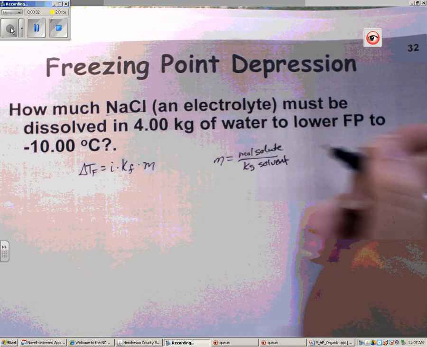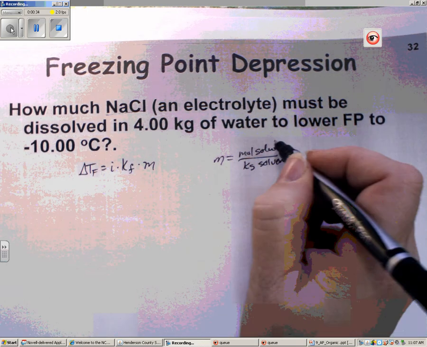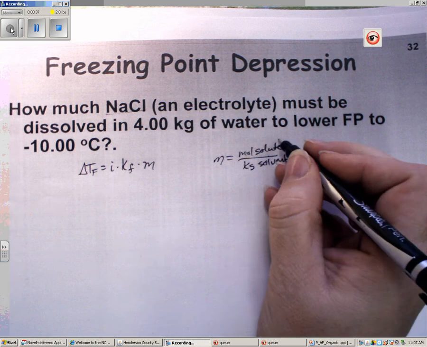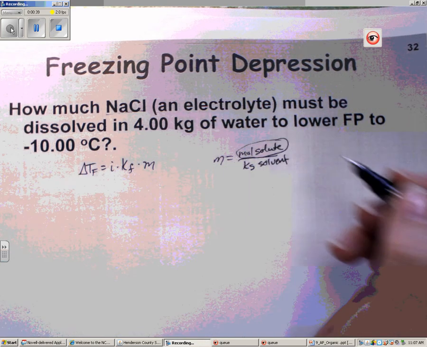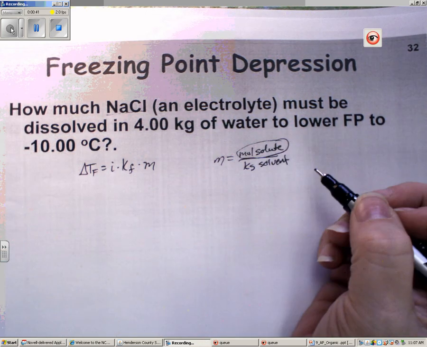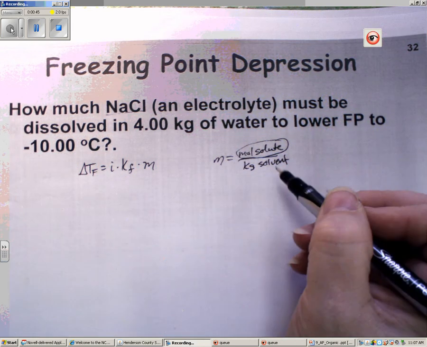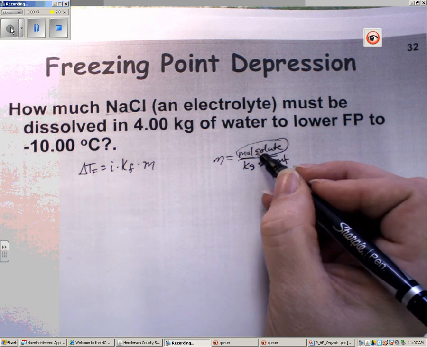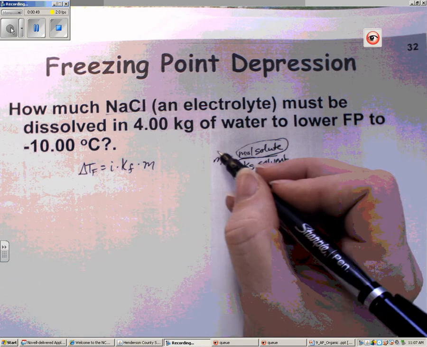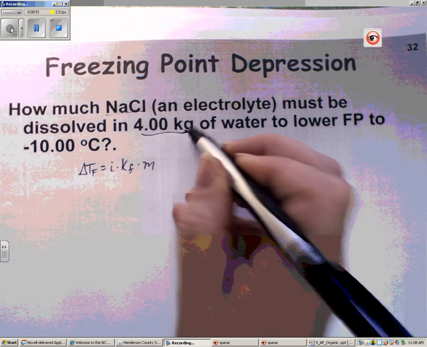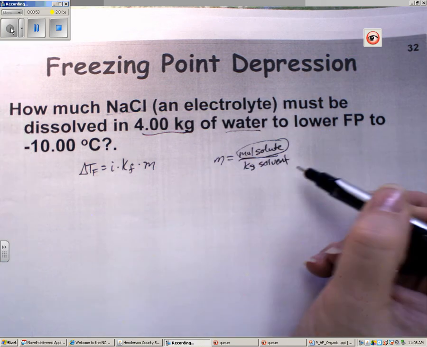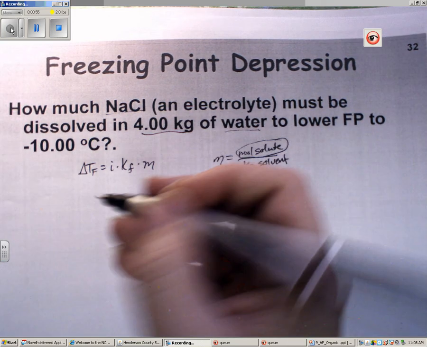All right, so we're looking for the amount of a solute. The only thing I have in these two equations that says solute is this right here. So this is what I'm going to solve for, and then I can go from moles to grams just using molar mass, and that'll be easy. In order to solve for this, I need kilograms and molality. Well, I have my kilograms of my solvent, which is water, but I don't have the molality. That's where this equation comes in.